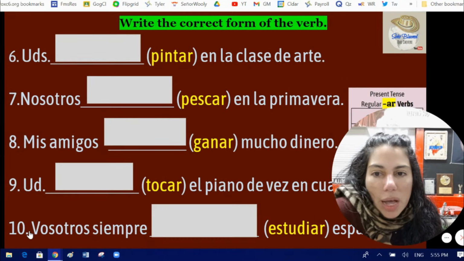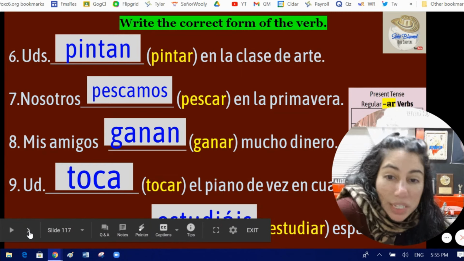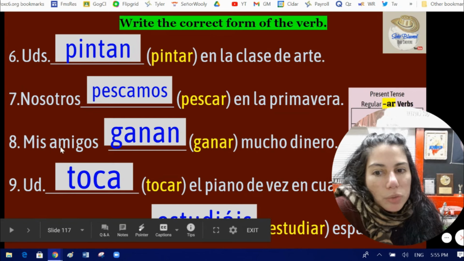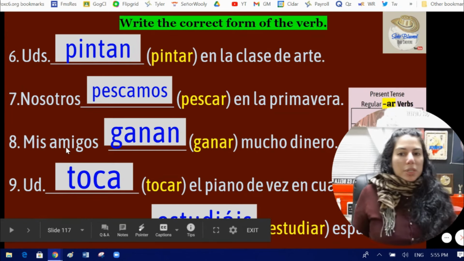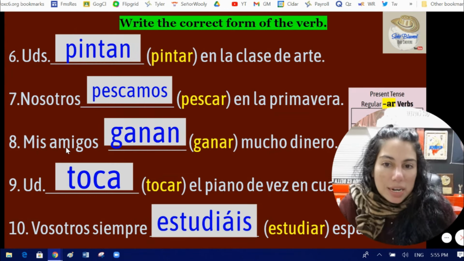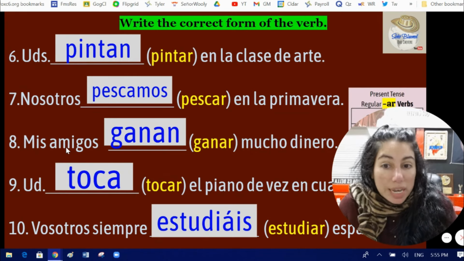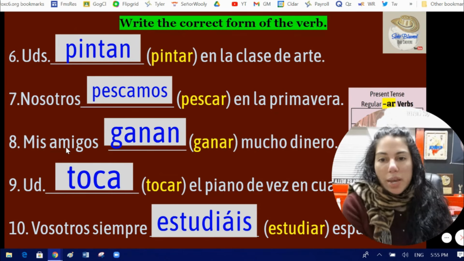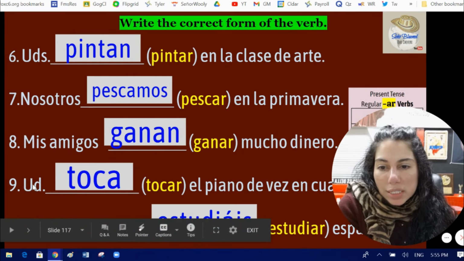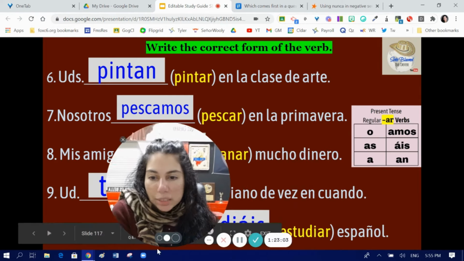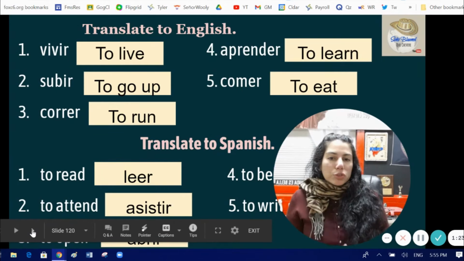This one again has AR, so it would be ustedes pintan, nosotros pescamos, mis amigos, what pronoun would that be? So mis amigos, remember, is my friends, so it's ellos, right? Because it cannot be nosotros because I'm not there. It cannot be ustedes because usted is not there. It cannot be vosotros because tú is not there. So it has to be ellos or ellas. So mis amigos. Usted, this is the abbreviation for usted, you formal toca, and then vosotros estudiáis. And then this one right here is asking you to translate to English.